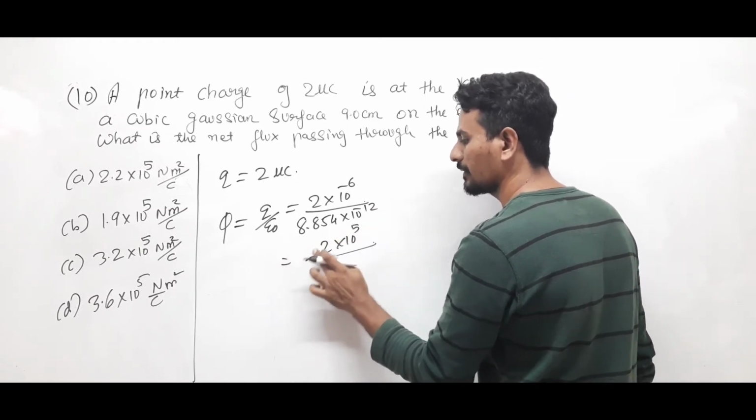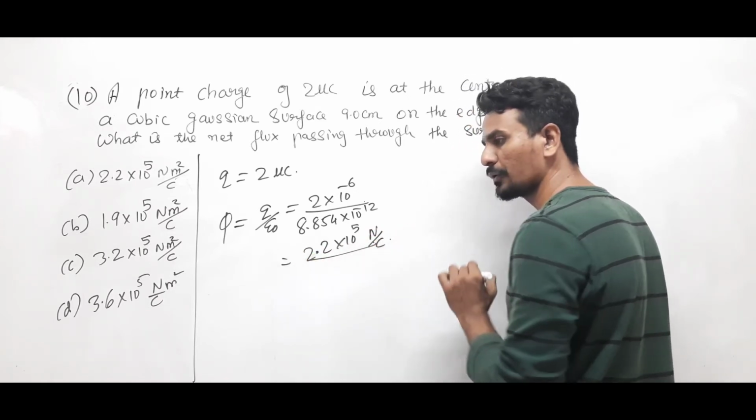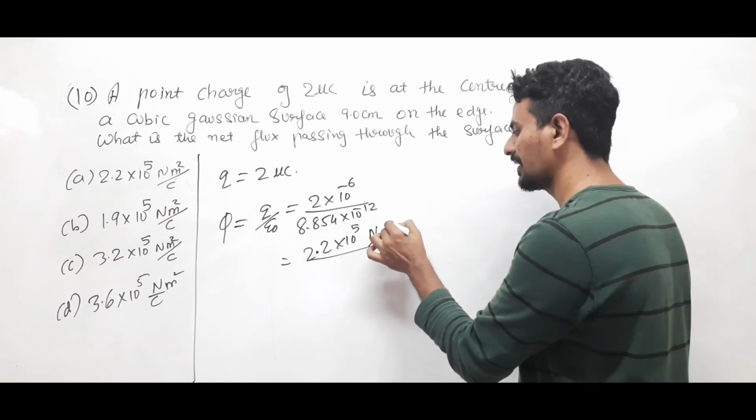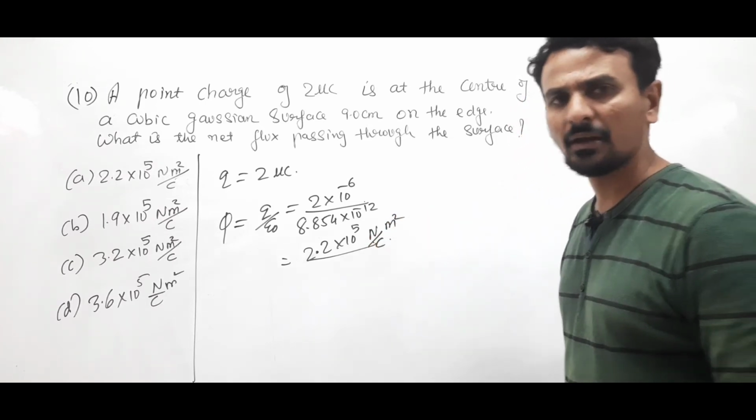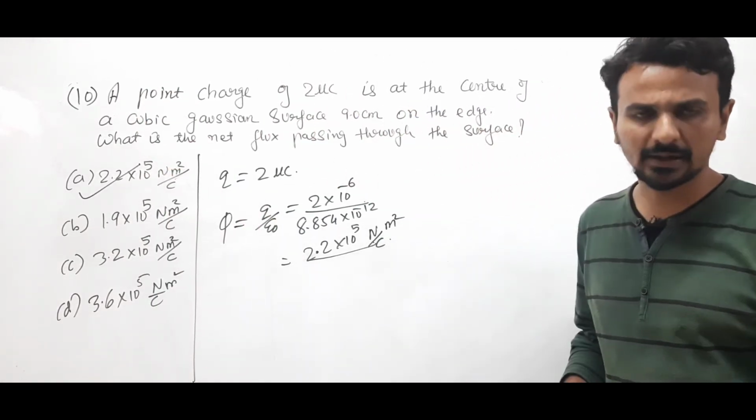What is the unit of flux? Flux is E dot A. E means Newton upon Coulomb. A, that means meter square. So Newton meter square by Coulomb. So this is your option. Clear? Clear? The next one.